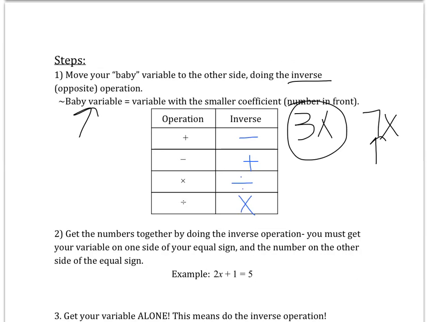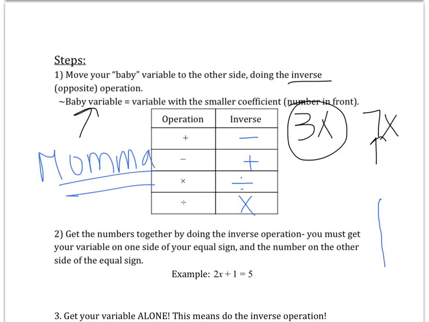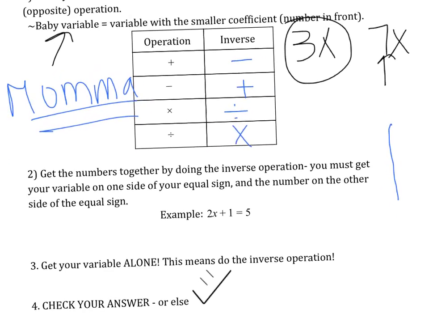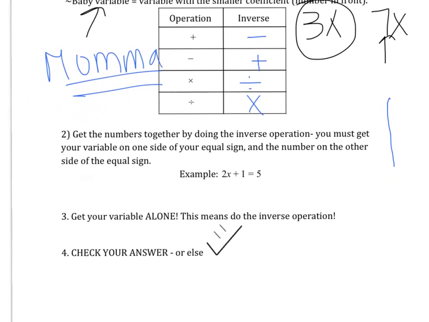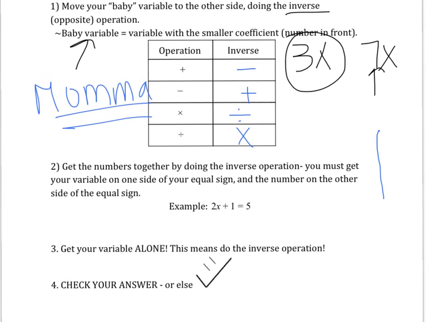So after you move the baby variable to the mama, you're going to move the smaller one to the bigger one using the inverse operation. What we're going to have to do is get the numbers together by doing the inverse operation. You can get your variable on one side of the equal sign and the number on the other side of the equal sign. So you might remember from last year, you were presented with a two-step equation, 2x plus 1 equals 5.